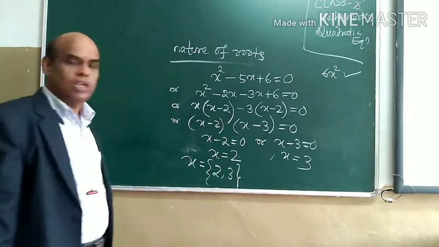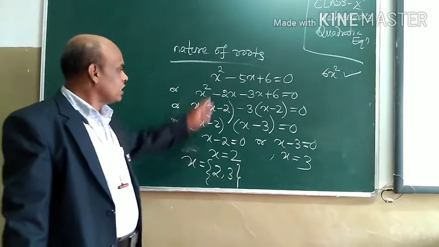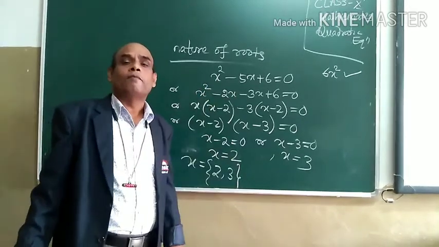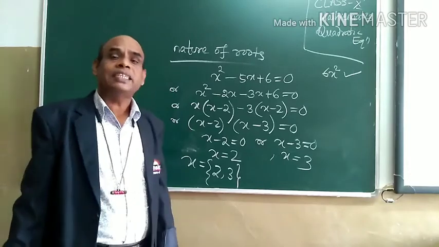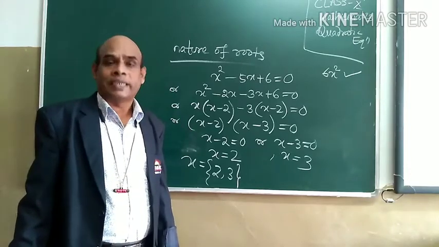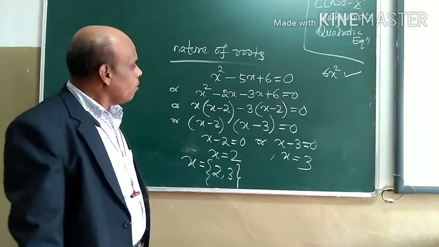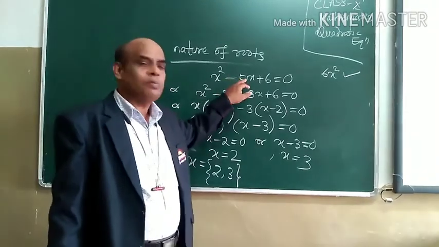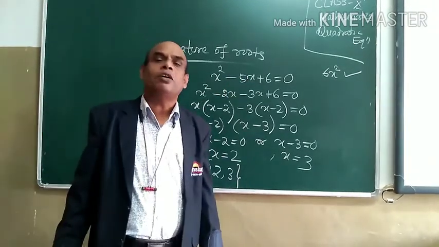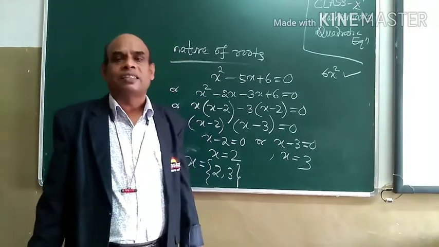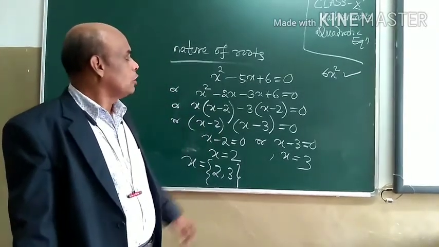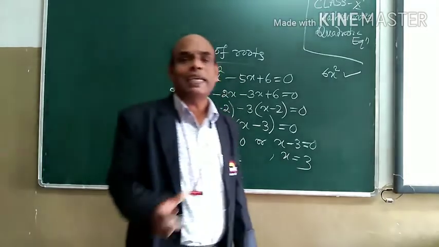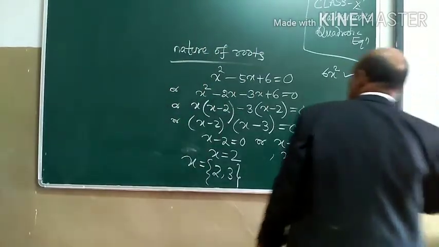So this is the solution of the quadratic equation x² − 5x + 6 = 0 by the method of factorization. Now again we will solve this problem by the second formula, that is called the quadratic formula. So now we will do the same problem by the quadratic formula.